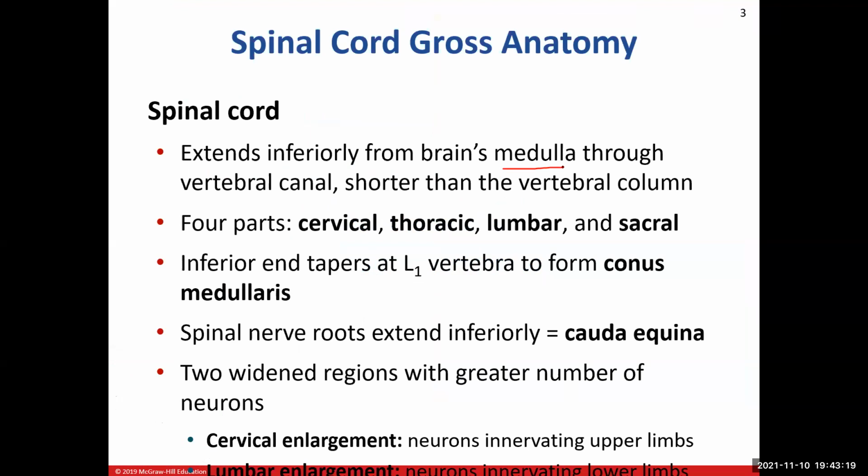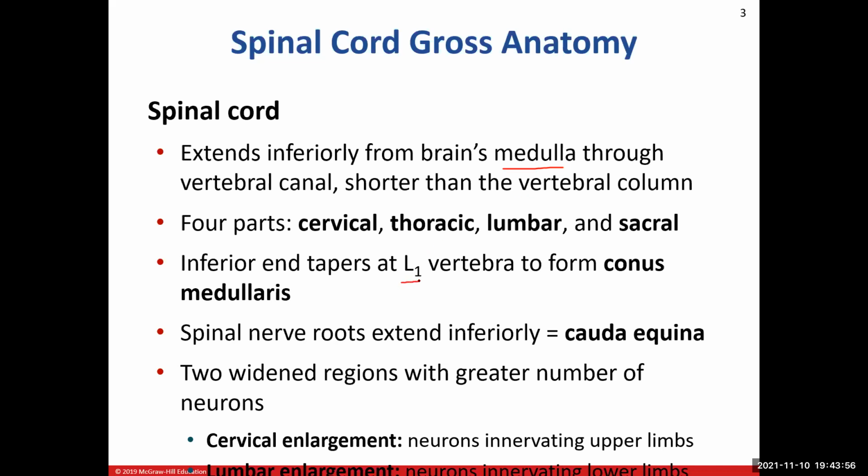But what we're going to find out is that the vertebral column is much longer than the actual spinal cord itself. And so we'll talk about that. So there's 4 parts to the spinal cord: the cervical, the thoracic, lumbar, and sacral regions. We saw in the vertebral column there were 5 parts: the cervical, thoracic, lumbar, sacral, and coccygeal. We don't see that here with the spinal cord. All right, our spinal cord will stop at L1.